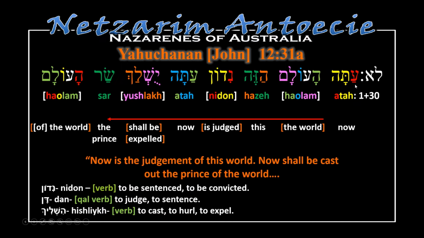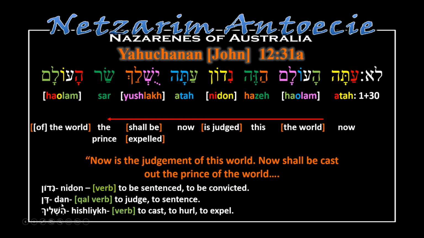So let us begin. Ata. Ata, in this form with an ayin, not an aleph, it means now. Ha'olam, meaning the world. Ha-ze, this. Nidon, nidon is judged. If we look down here, nidon is a verb to be sentenced, to be convicted, or to be judged. And it's like a completed action, is judged. And then we have ata, now, yushlak, which means shall be expelled.